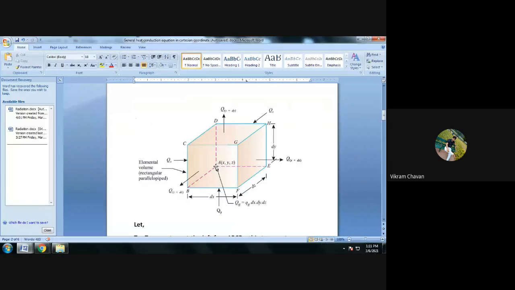Okay, let's say we are measuring the distance. Point A has the coordinate system x, y, z. Now we can say that this is the x direction, then this is the z direction, and this is the y direction.